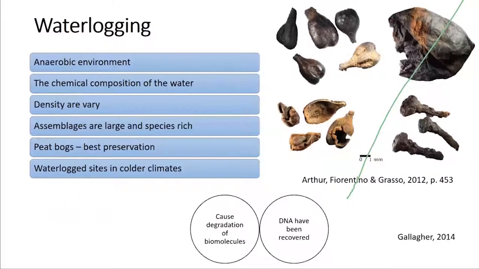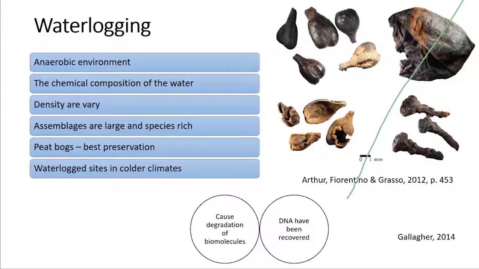And waterlogged materials. Also, in some papers you can find that people use the term wet preservation, and plants can be preserved from decomposing within an anaerobic environment. And of course, the chemical composition of the water is also very important, and it should be taken into consideration. But waterlogged assemblages are generally large and as species rich as desiccated ones. But density may be very different.